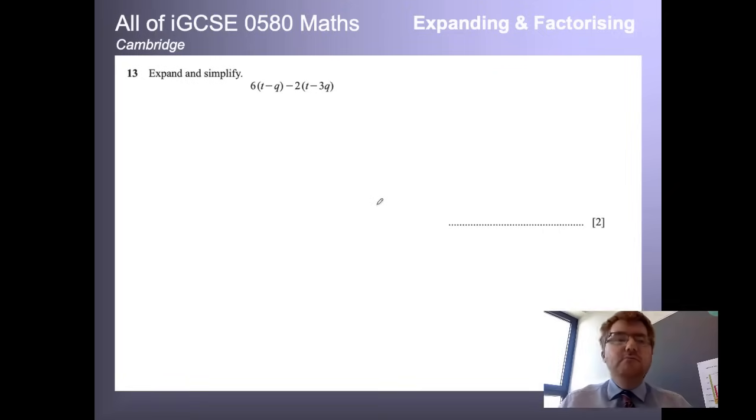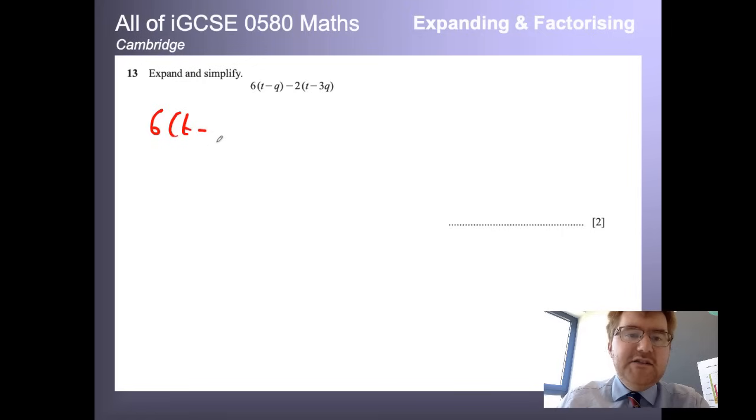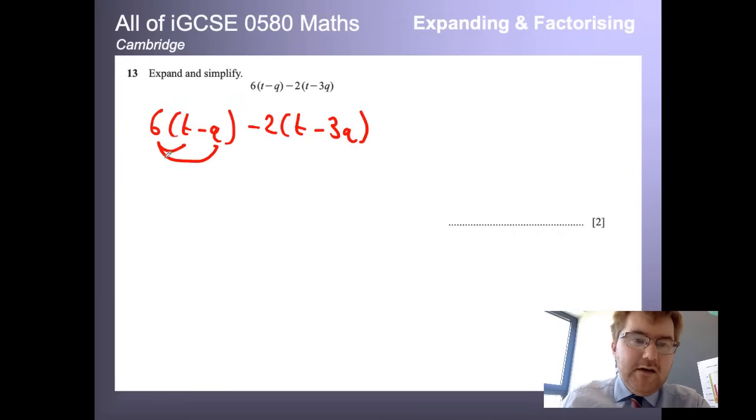And now we're going to do some more straightforward expanding and simplifying from paper 2. So remember, when you are expanding with brackets, we need to be very, very careful with negatives. And remember what I love to call the hook. Now, why do I call it the hook? Because it looks like a hook. That's why. It means we're going to do 6 times t and 6 times minus q.